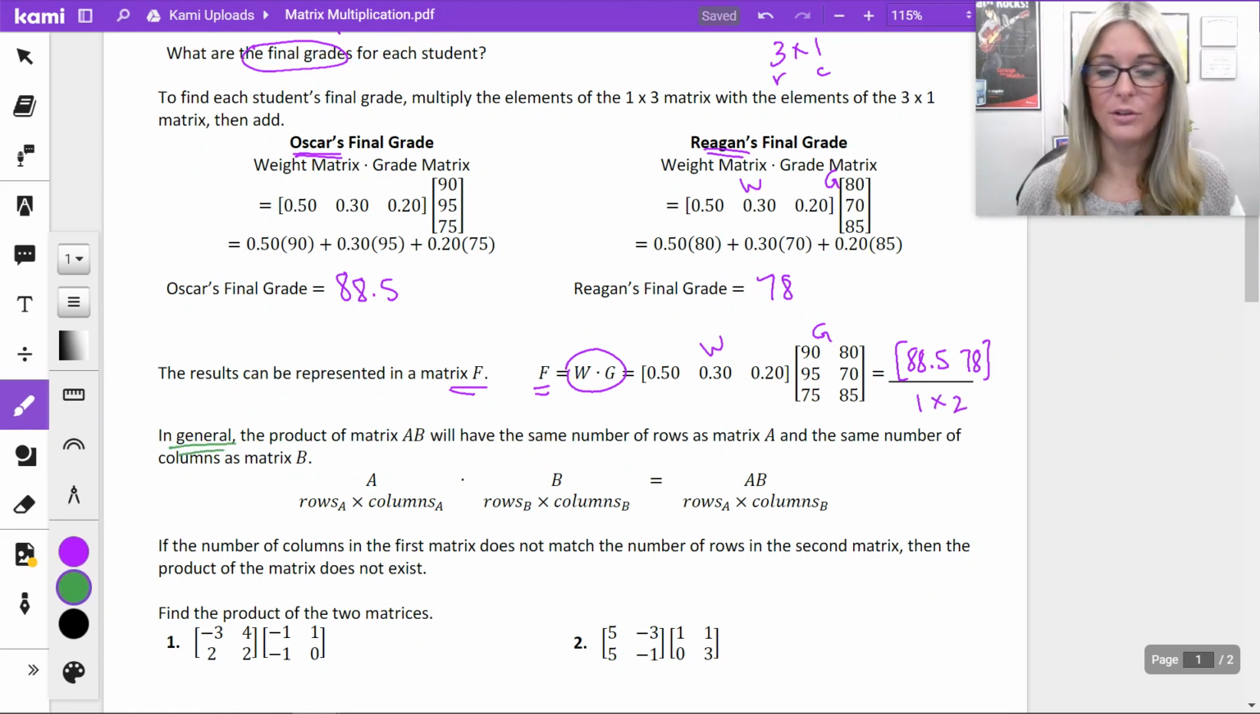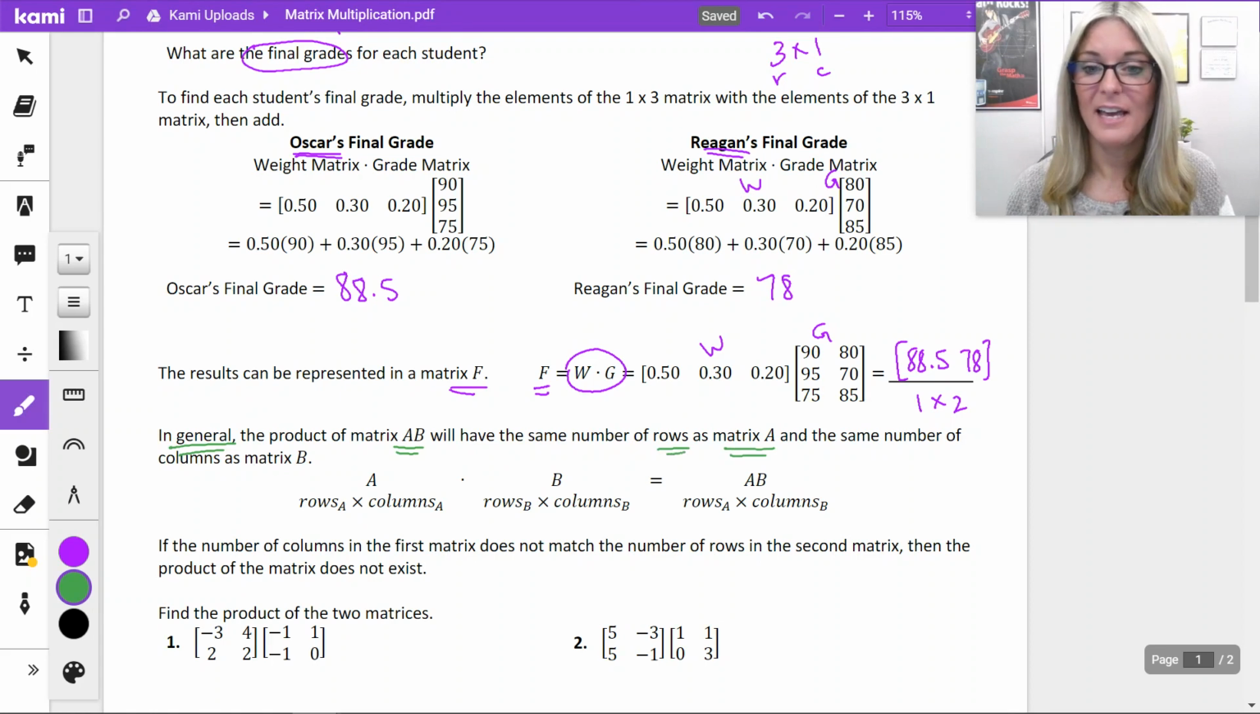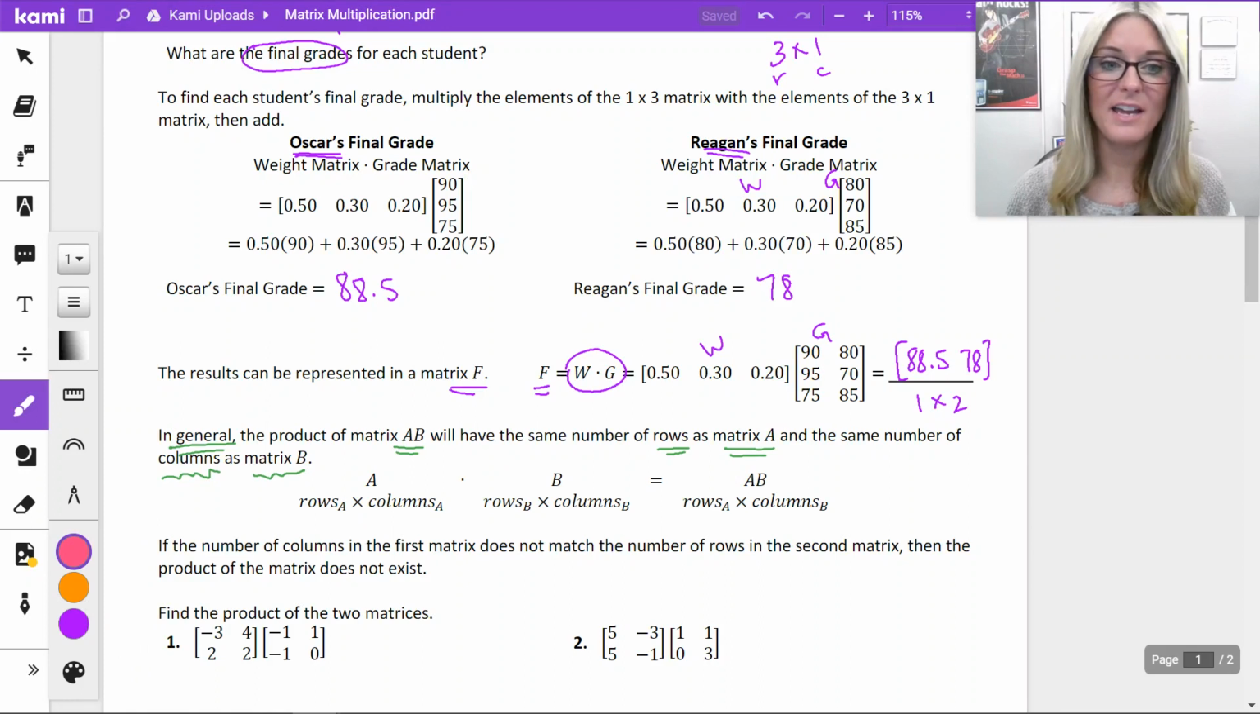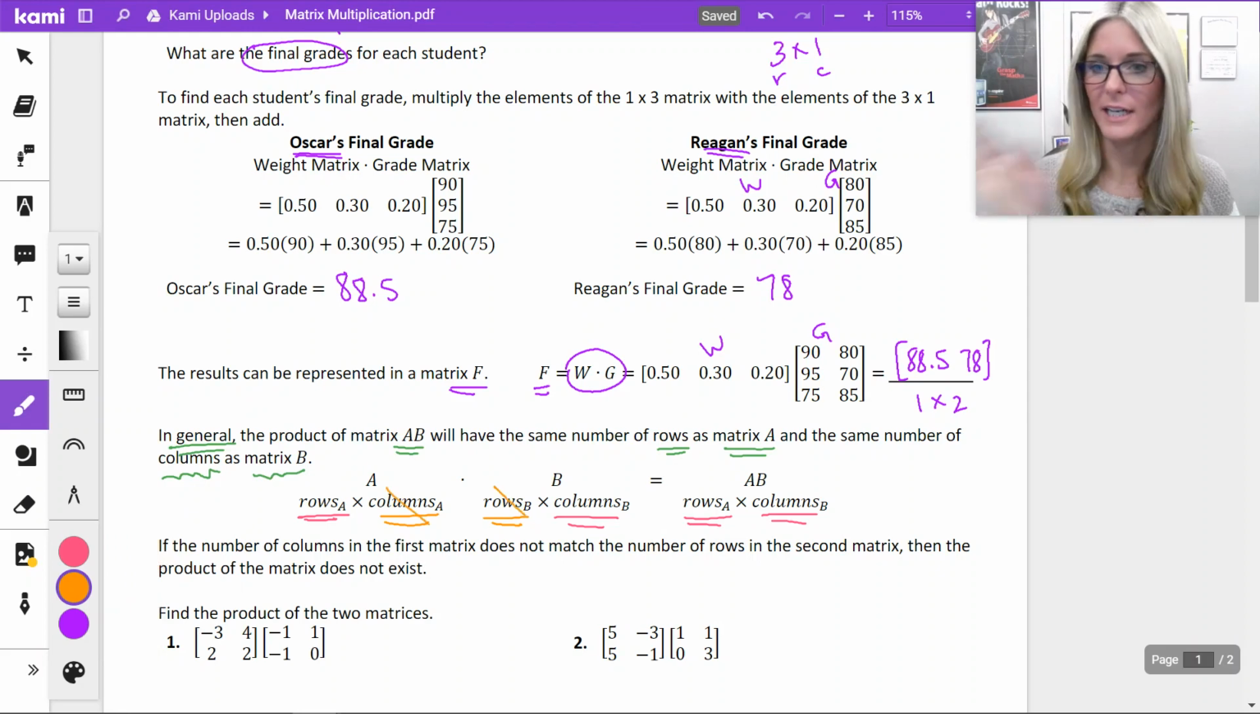So in general, your rule of thumb for how matrix multiplication works: if you have the product of matrix A and B, it will have the same number of rows as A. It'll have the same number of columns as B. So let's look at this another way. If matrix A has rows and columns, and then matrix B has rows and columns, the product A and B is going to be what I underlined in pink, the rows and the columns. It's almost as though those center ones are going to cancel each other out.